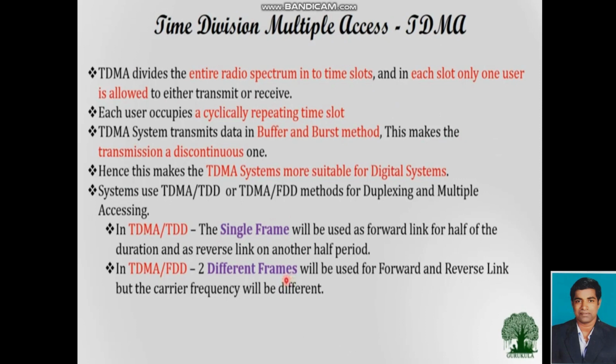In TDMA/TDD, the single frame will be used as a forward link for half of the duration and as a reverse link for the other half of the period. In TDMA/FDD, two different frames will be used for the forward and reverse links, but the carrier frequency will be different.